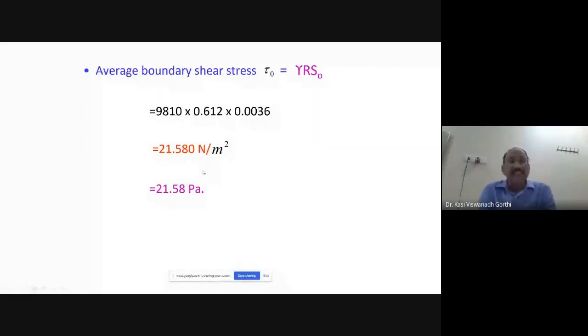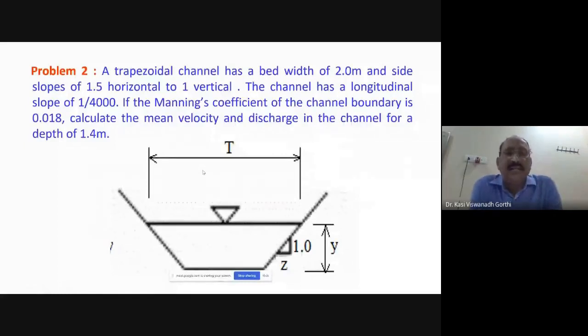Second problem, a trapezoidal channel has a bed width of 2 meters. Earlier we took up a rectangular channel, now we are talking about the trapezoidal channel. So the trapezoidal channel has a bed width of 2 meters, side slope 1.5 horizontal to 1 vertical. Z is given. Okay, 1.5 horizontal to 1 vertical. Then the channel has a longitudinal slope of 1 by 4,000.